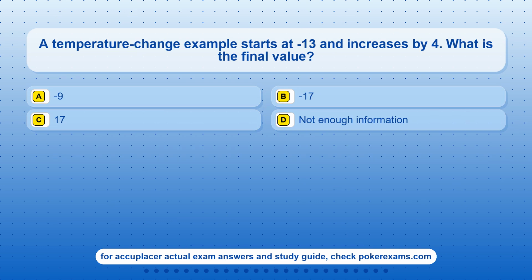Question 8. A temperature change example starts at -13 and increases by 4. What is the final value? Option A, -9. Option B, -17. Option C, 17. Option D, not enough information.